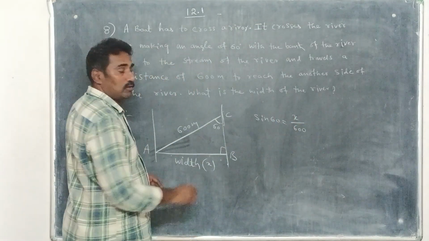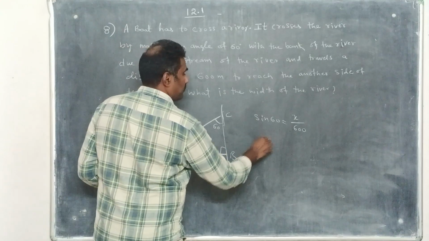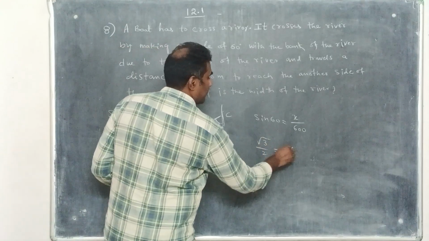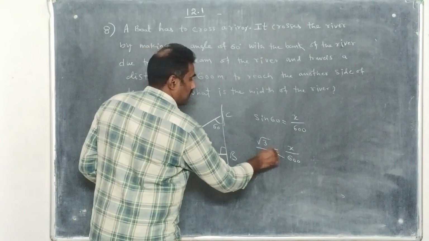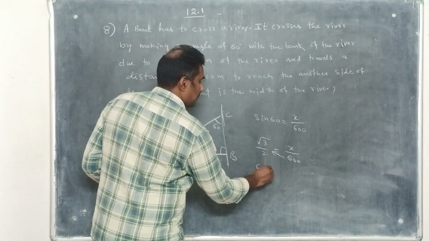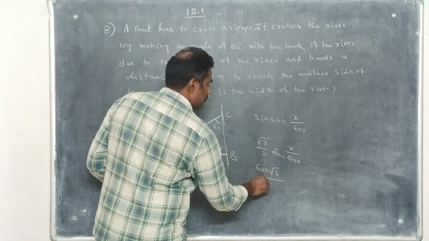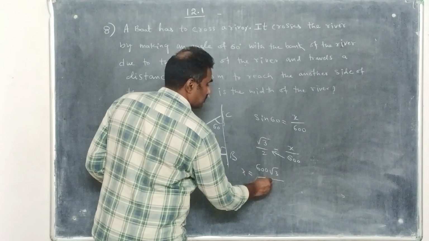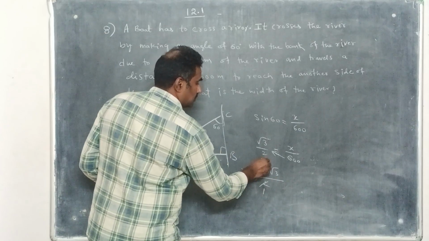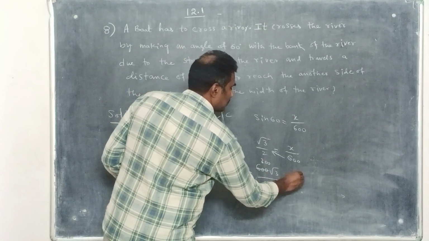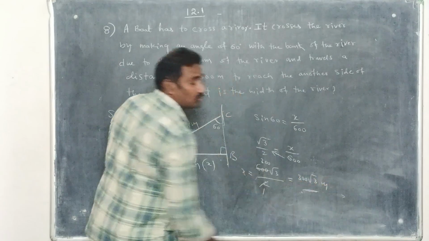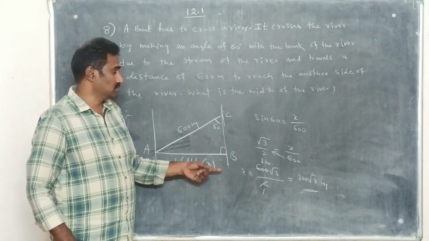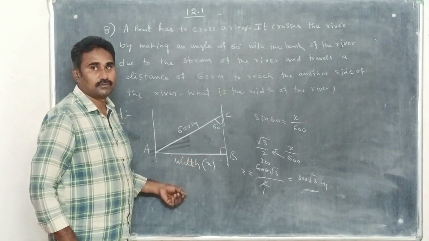You know the value of sine 60, that is root 3 by 2, is equal to x by 600. Now you can take it to this side. What will you get? It is 600 root 3 by 2. So x is equal to 600 times root 3 by 2. Now you can cancel it. So that is 300 root 3 meters. You can take root 3 as 1.73 and you can simplify it.